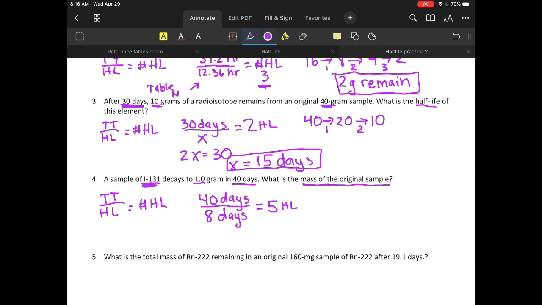Okay, and I want to know what's the mass of the original sample. So I need to go backwards here for 5 half-lives. I was left with 1 gram, but 5 half-lives have passed. So 1, 2 grams, 4 grams, 8 grams, 16 grams. Let's see, I've done 1, 2, 3, 4 half-lives. I need 1 more, which means that the original sample had 32 grams.